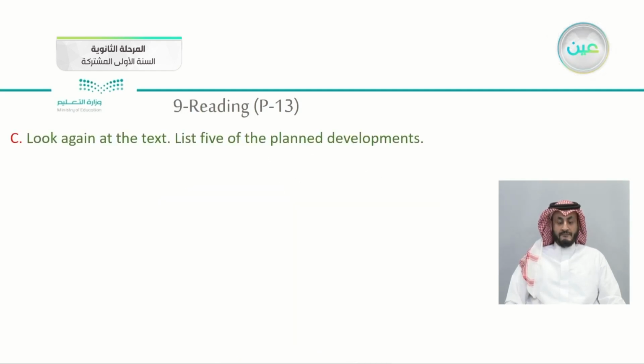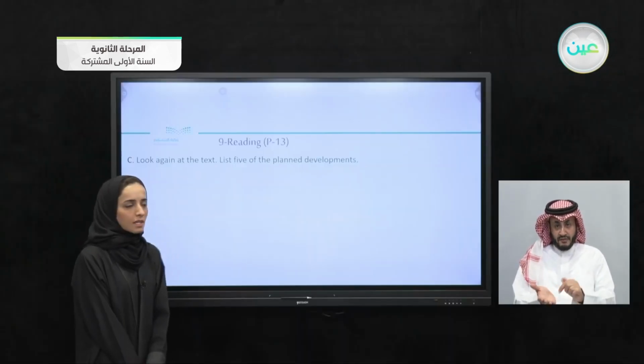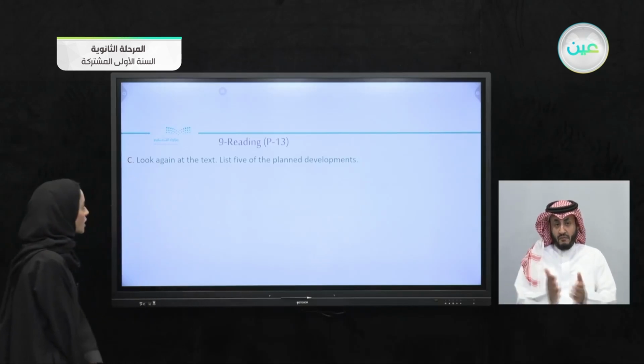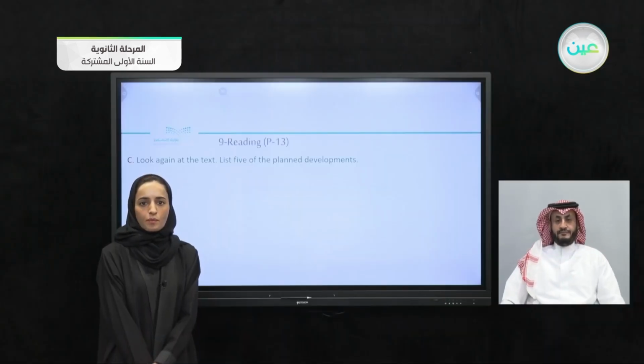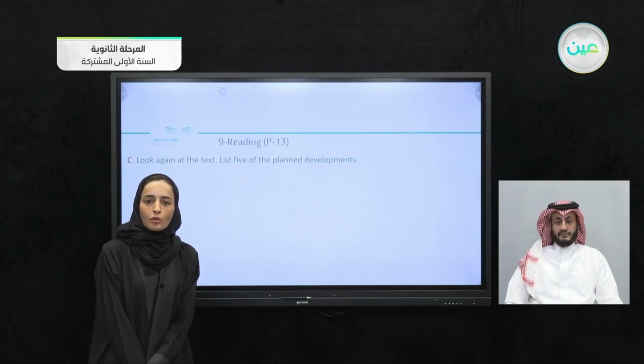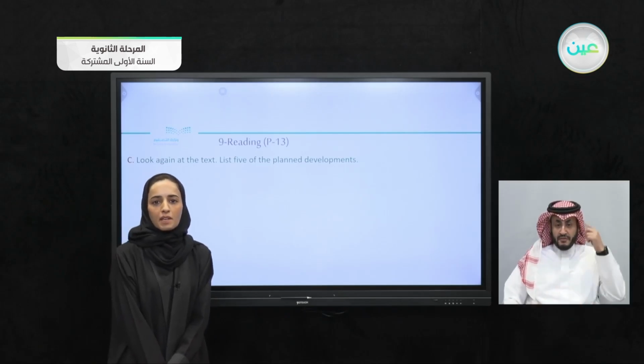Let's get started with the homework. Yesterday's lesson was a reading lesson on page 13, and you had a homework which was on page 13. Look again at the text, list 5 of the planned developments. Come up with any of the developments from the text, the article that we have read together. What are they? For me, I have found many.